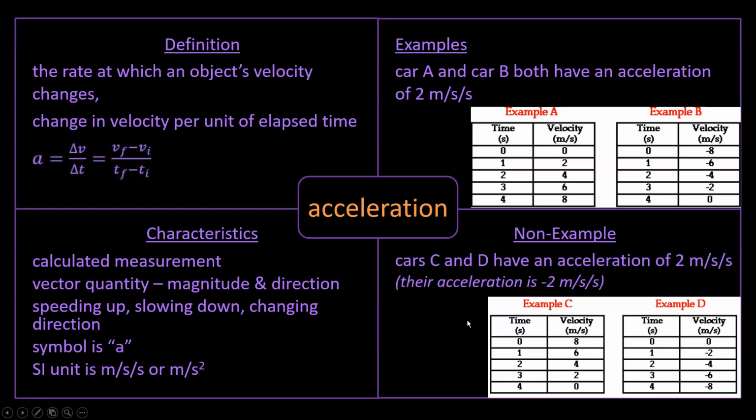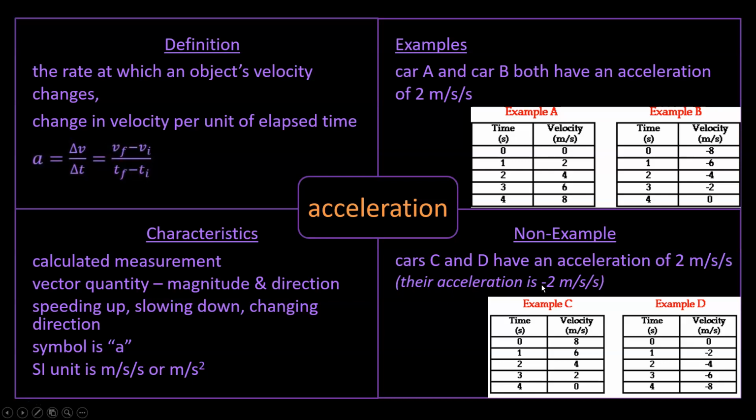Looking at non-examples, cars C and D have an acceleration of 2 meters per second squared. In reality, their acceleration is negative 2 meters per second squared. So if you look at example C, the car is moving rightward, but it is slowing down, which means the velocity is increasing in the leftward direction. Here in example D, the car is speeding up, its velocity is getting larger. It's getting larger by 2 meters per second every second, but it's getting larger in the leftward direction, which is why we give a negative sign to the acceleration.